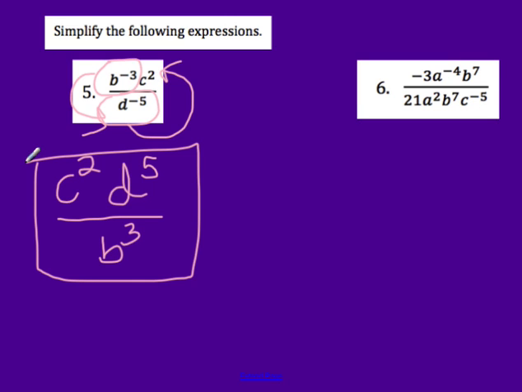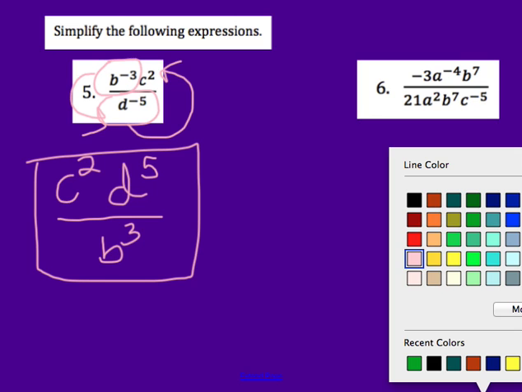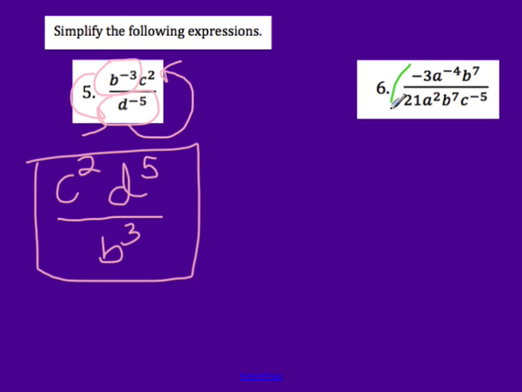Now number 6 looks like it could be really overwhelming. So we're just going to take it piece by piece. The first thing we're going to do is simplify negative 3 over 21. Well, negative 3 and 21 are both divisible by 3. So I'm going to write that as the fraction negative 1 over 7.